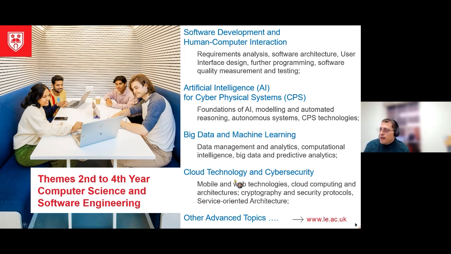And then lastly, cloud technology and cybersecurity are another important theme in computer science and software engineering, so that you can optimize computing and at the same time make sure that our data is safe. Those, as I said, are only example themes. You can also discover other advanced topics, but for that, I would again ask you to please ask at the end of this session or check out our website.